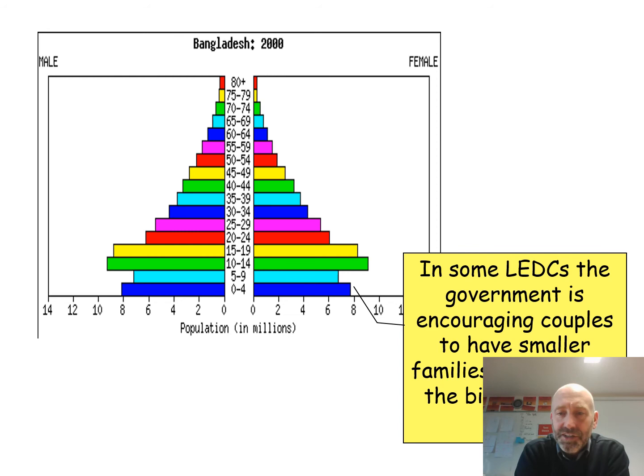In some countries, we know that the government have encouraged couples to reduce their family size. So obviously China's one-child policy, people will have heard of. And we can see that on this population pyramid. So we can see that in the last 10 years, there's been an encouragement for the birth rate to decrease, and that's happened quickly. And we can see that the birth rate has decreased very quickly.